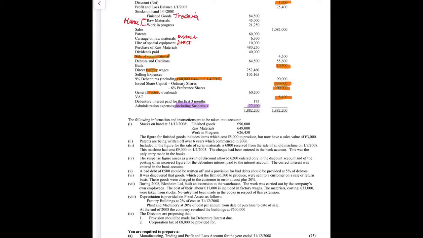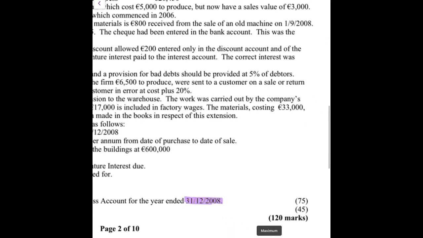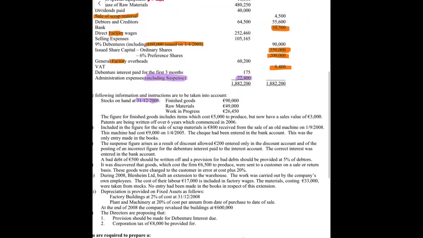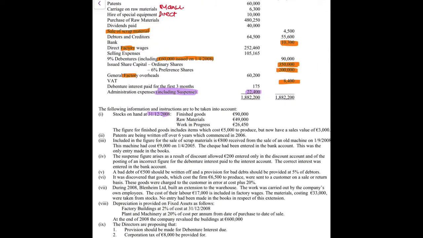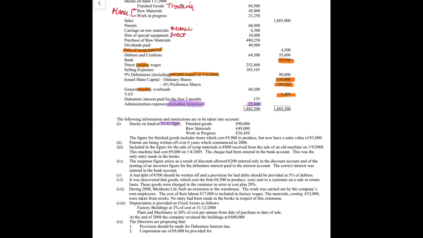So the first working is just on stock, and it's given us our stock on hand at the 31st of the 12th, 2008. Okay, and that's the same as our year end. So you can see down here, our year end is the 31st of the 12th, 2008. So that means that these stocks here are our closing stocks, okay? So our stock on hand of finished goods is 90,000, that's fine. Raw materials is 49,000 and work in progress is 26,450 euro.